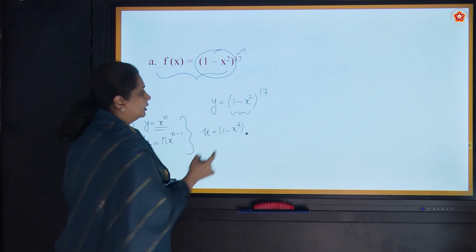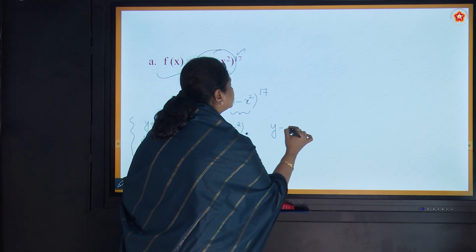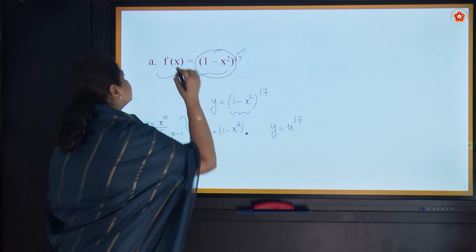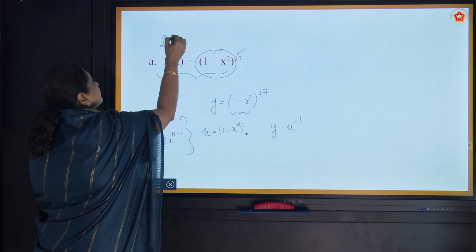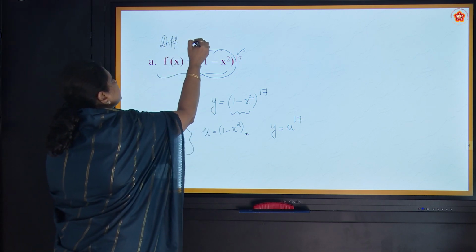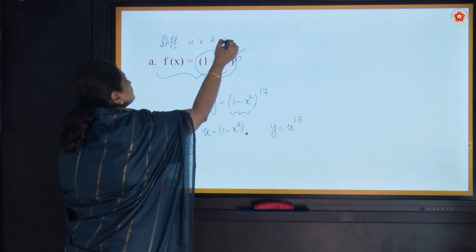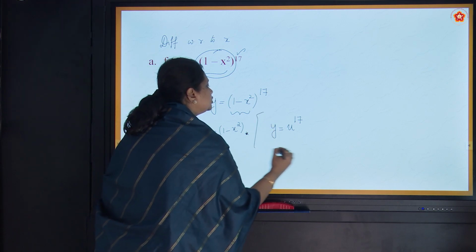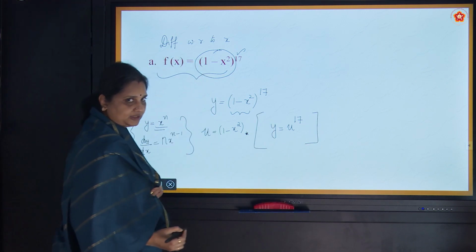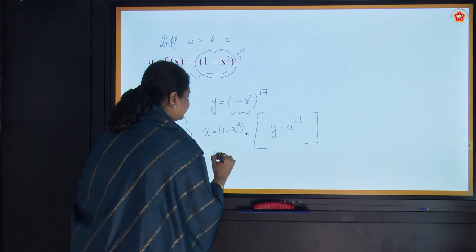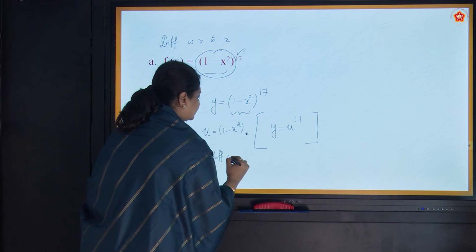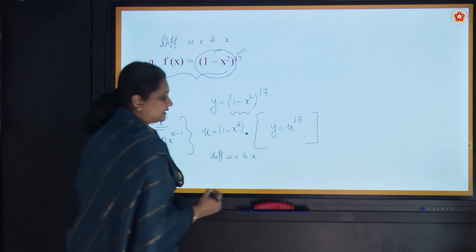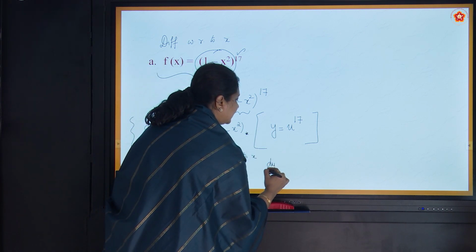So, my y gets converted into u power 17. My question says differentiate with respect to x. So now we are supposed to differentiate this transformed equation with respect to x. So what happens when I differentiate with respect to x? Y on differentiation with respect to x gives me dy by dx.